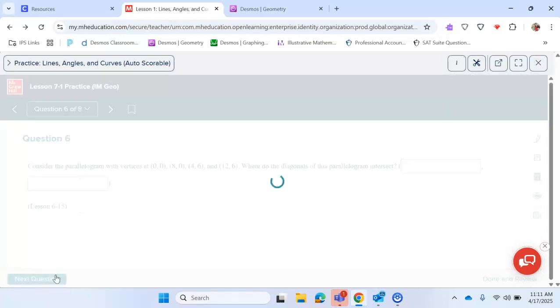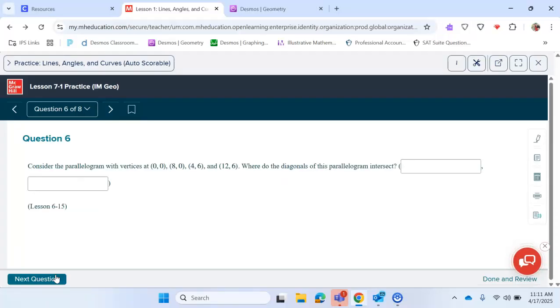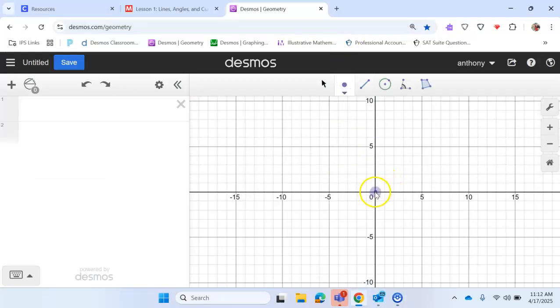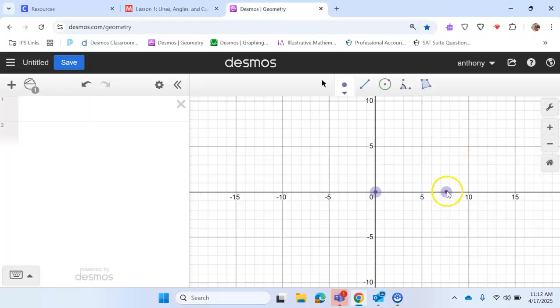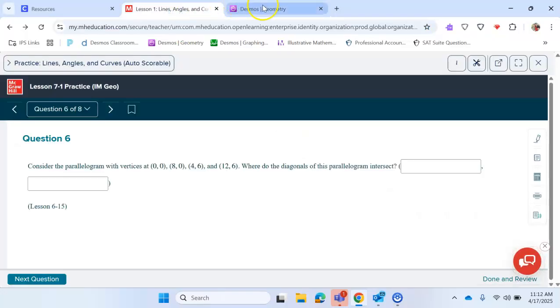Question 6. Consider the parallelogram with vertices at 0, 0, 8, 0, 4, 6, and 12, 6. Where do the diagonals of this parallelogram intersect? All right, we had the points 0, 0, 8, 0, 4, 6, and 12, 6.